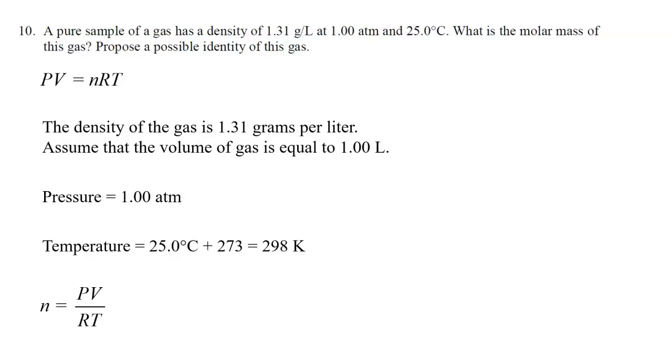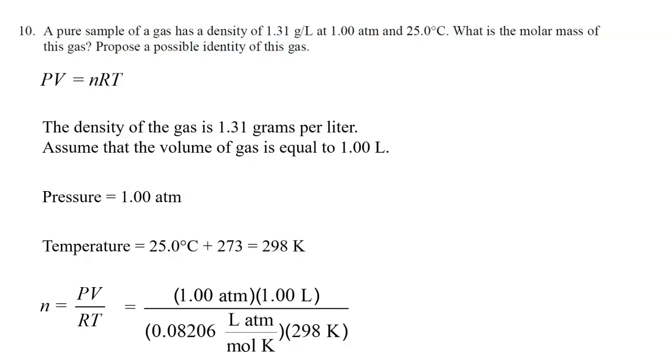So n equals PV divided by RT. Pressure is 1 atmosphere. We're assuming that the volume is 1 liter. The ideal gas constant is 0.08206, and our Kelvin temperature is 298. If we do this math, 1 times 1 divided by 0.08206 times 298, we get a value of 0.0408933. And I'm not rounding off this answer just yet because I'm not done with my calculation.